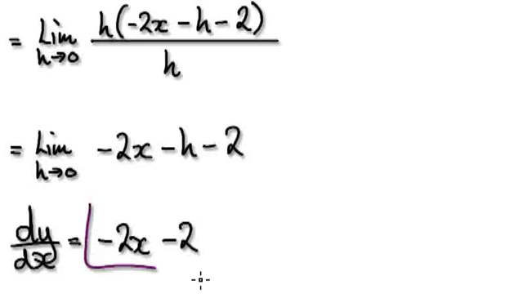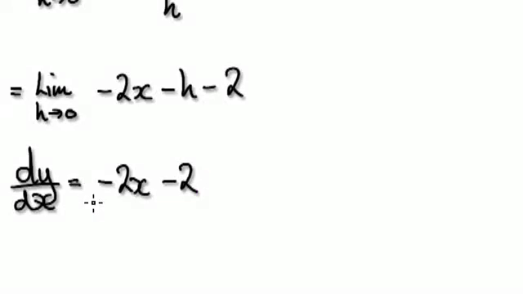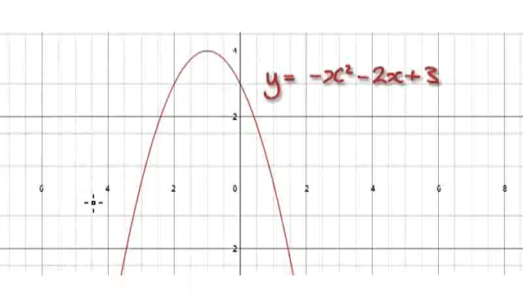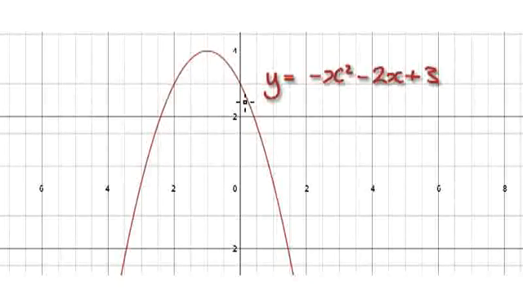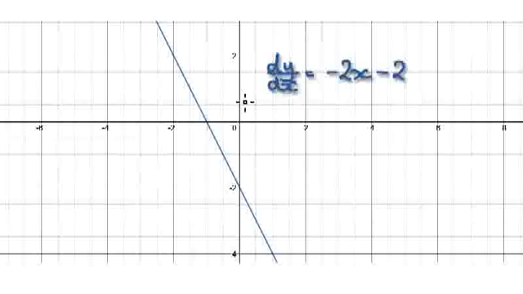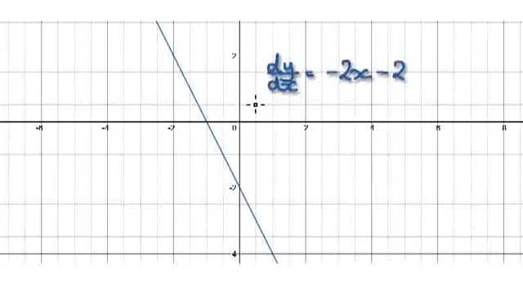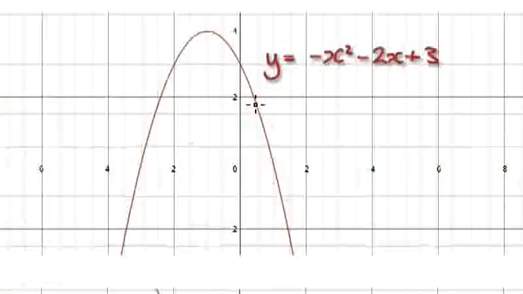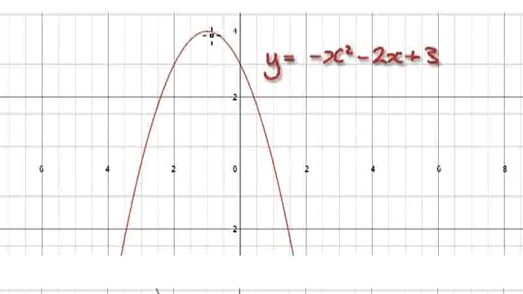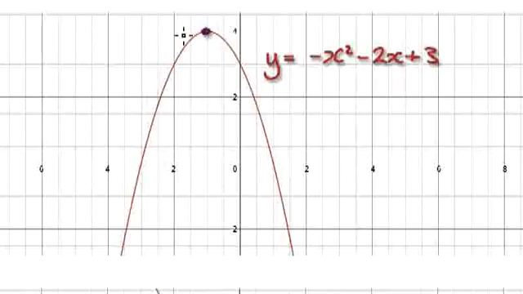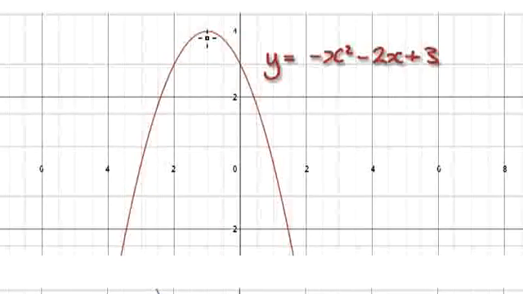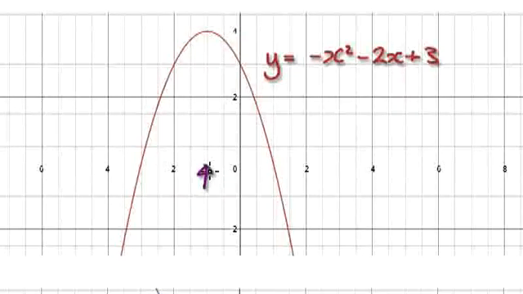So dy by dx is given by this. You can think of this as the gradient graph. Originally our graph would look like this. Now the gradient graph, which is our dy by dx, you've got to think of as the gradient of the red graph here. If you look at this point here, the gradient here is 0. But suppose you don't know where this point is.